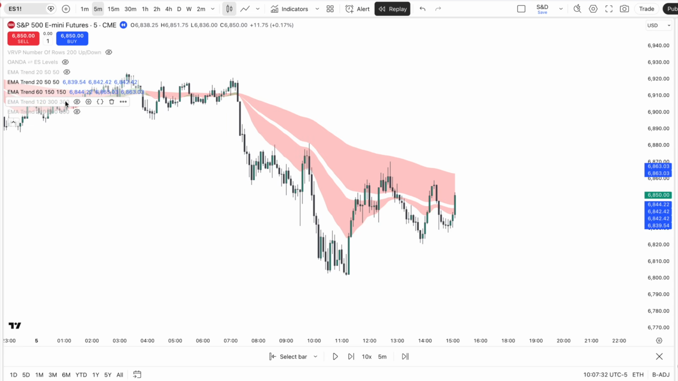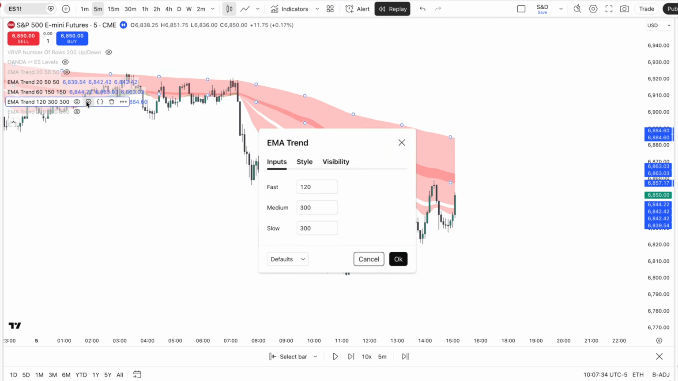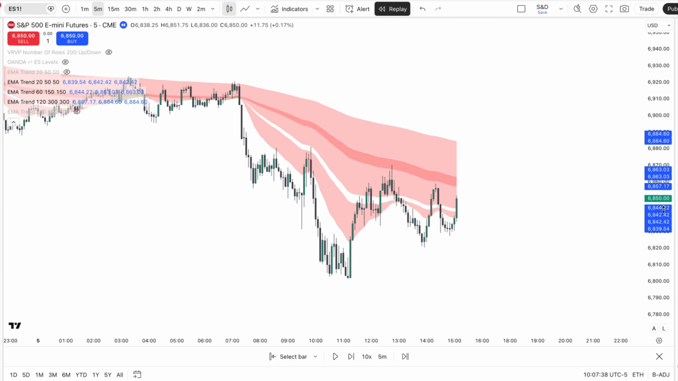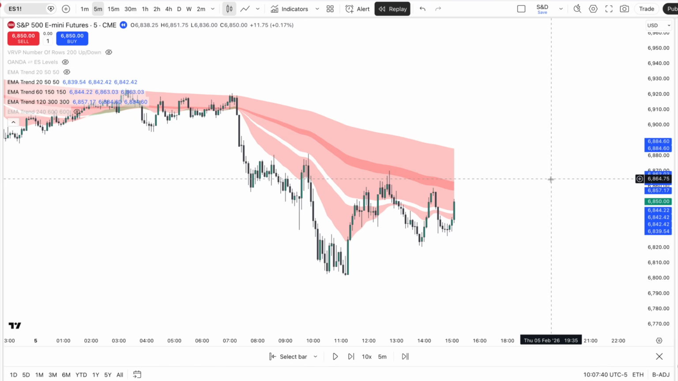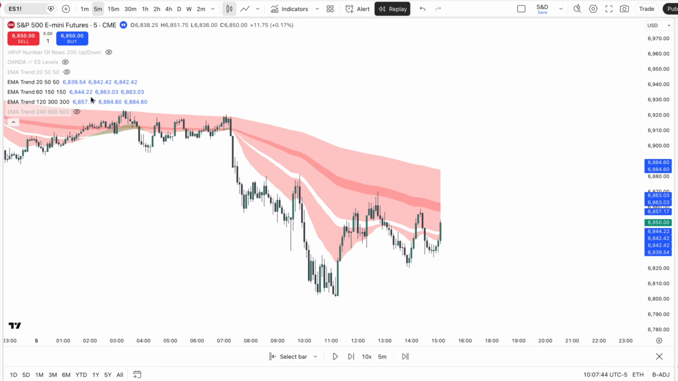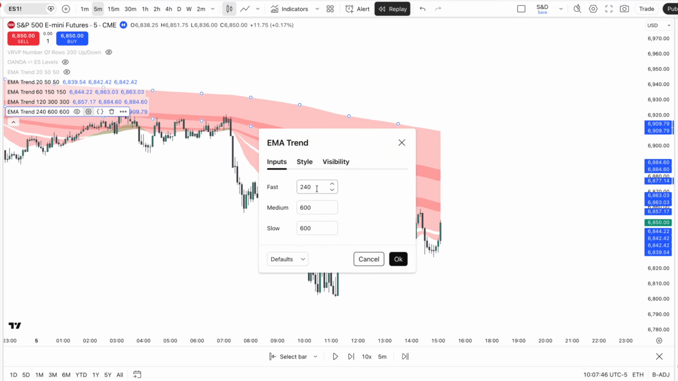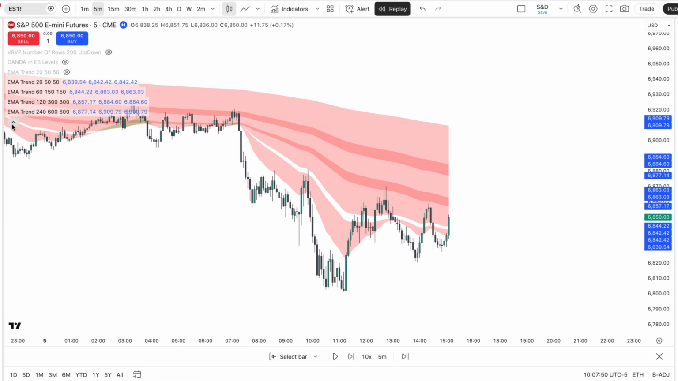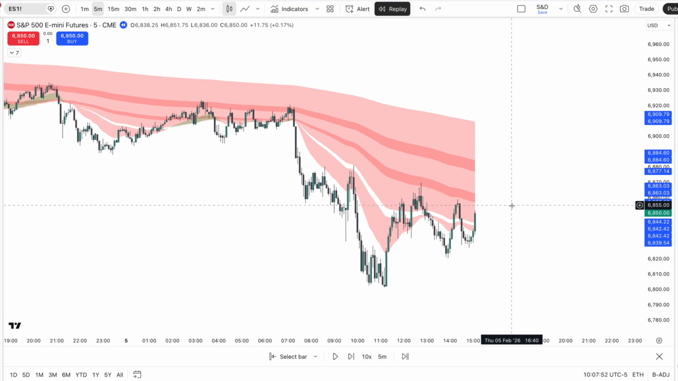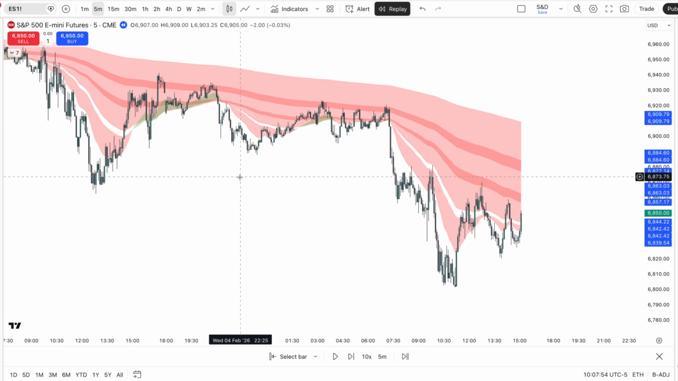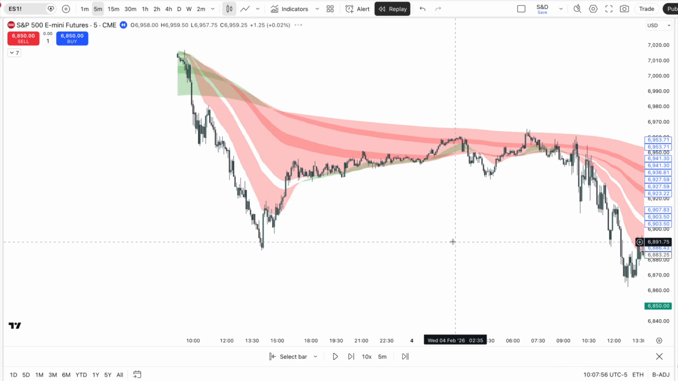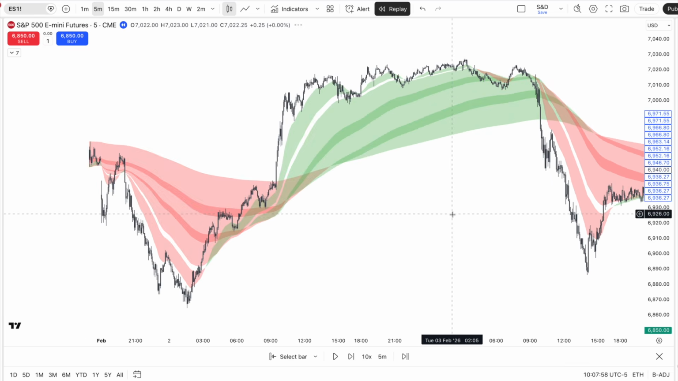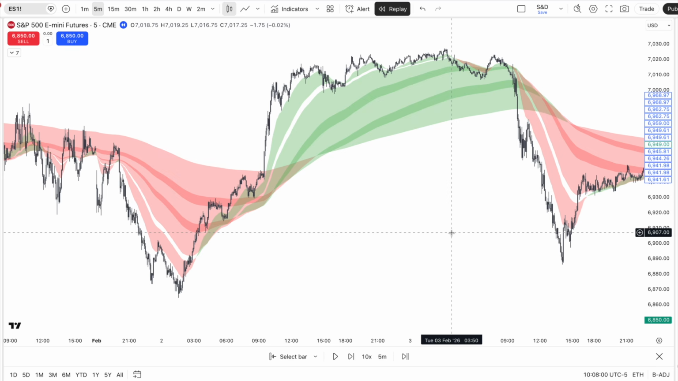And for the next one, you're going to go into settings and change it to 120 and 300. This is for the 30-minute, which is twice the size of the 15-minute, or 6 times the size of the 5-minute. And the last one is going to be the 1 hour, and settings for that will be 240 and 600. And once you've added all of those on your chart, it should look something like this. A few EMA clouds together, or an EMA ribbon. So what you have here is a multi-time frame view of the trend on a single chart.